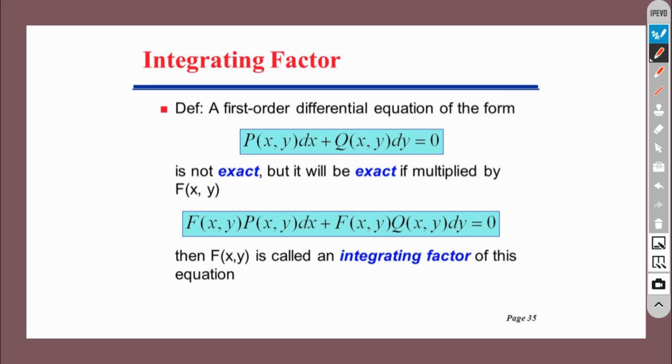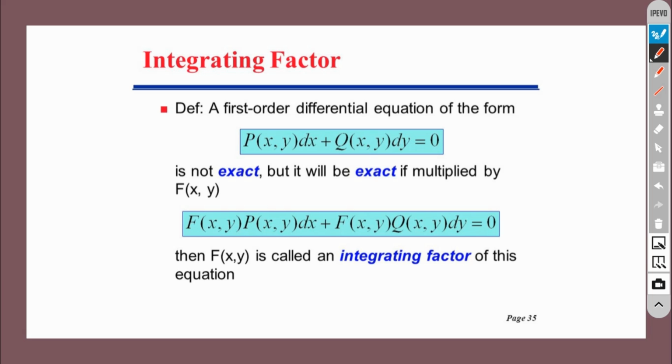Integrating factor of a first order differential equation of the form P of xy dx plus Q of xy dy is equal to 0, is not exact, but it will be exact if we multiply by a function, and that function may be a function of x and maybe a function of y. After multiplying by this function f of xy, the given differential equation will be an exact differential equation. Actually we find the integrating factor for only one purpose. We want to make the differential equation exact.